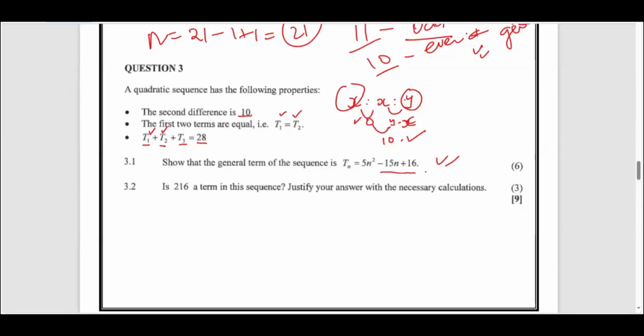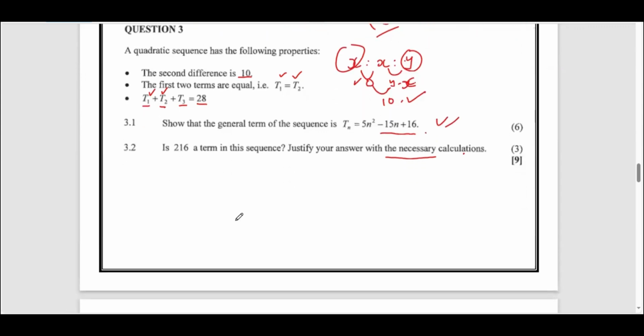And then 3.2, is 216 a term in the sequence? Justify your answer with necessary calculations. Now, for us to prove whether a number is a term, we can try to find the position of that number in that particular sequence. Now, if ever we get a negative position or a decimal position, then that won't be a term. Okay, so where there is tn, let's put 216.